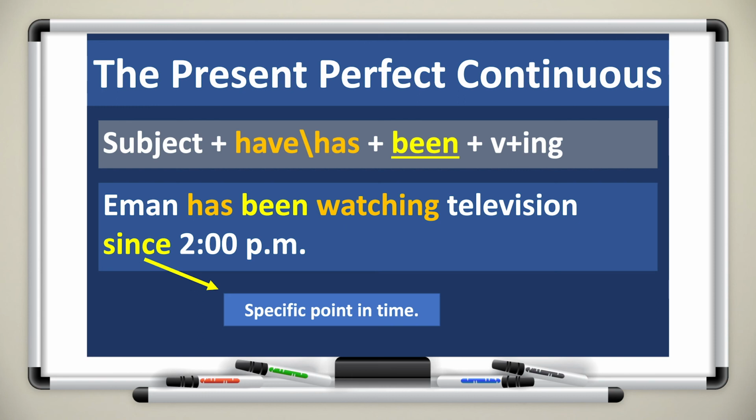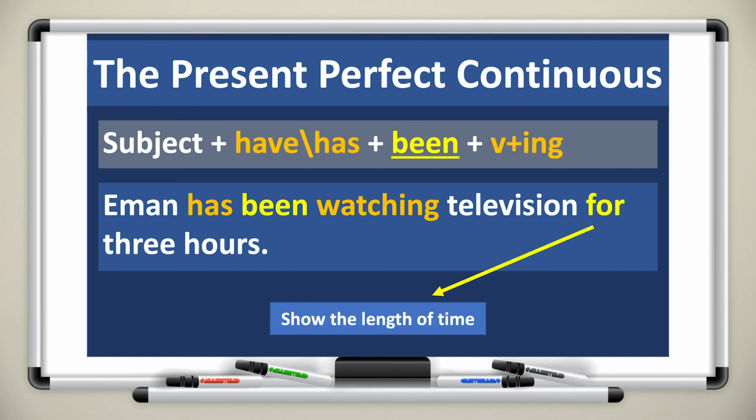Now here, since is a keyword used for the present perfect and the present perfect continuous. This keyword tells me a specific point in time. For is also a keyword used in the present perfect and the present perfect continuous. For shows the length of time. For example, Iman has been watching television for 3 hours.